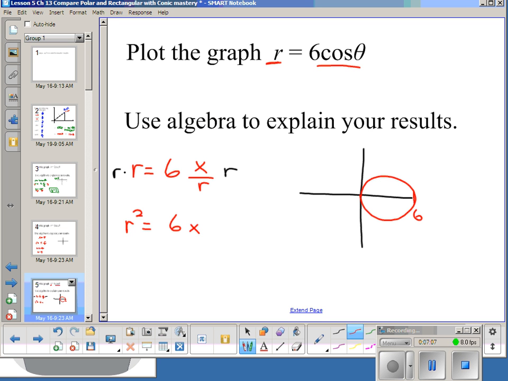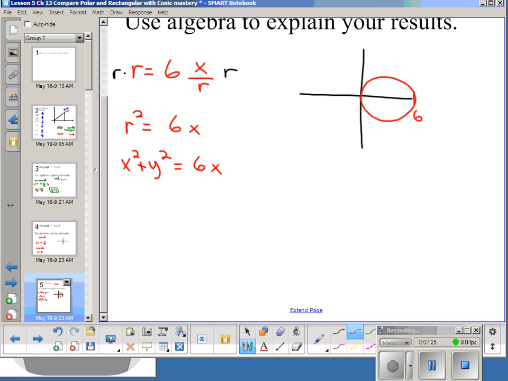And I did that because now I know that r squared is x squared plus y squared. And I know that because r is the square root of x squared plus y squared. And so squaring the square root undoes the square root. Right, so now hopefully you can see that this is going to be a circle, right? If I subtract over, x squared minus 6x plus y squared equals 0, you should recognize from our conic sections unit that x and y have the same coefficient of 1 and they are both positive. That's going to make a circle.